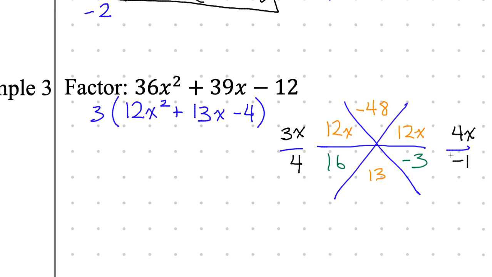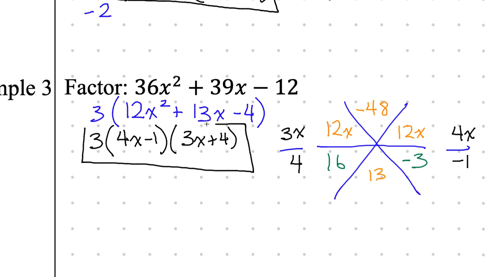All right, and who can write our final answer? And then we'll be done with the notes. Andres, go. So it's going to be 3 parentheses, 4x minus 1, and then 3x plus 4. And then we box it. I'm glad that you remembered that 3 out front as well. That's a very common mistake to forget it. All right, and that concludes the notes.